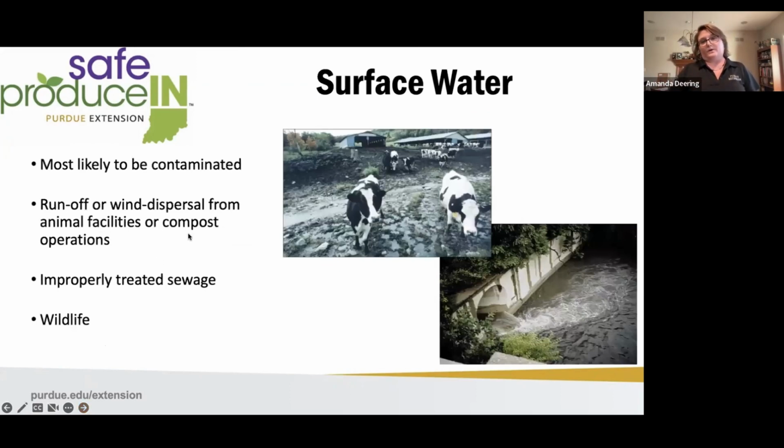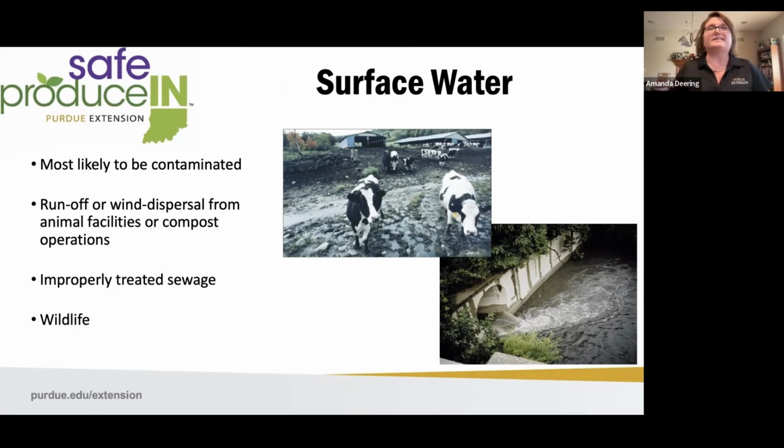And then we have surface water. A lot of people do use surface water for irrigation purposes, and you totally can. There's nothing saying you can't, but it is the most likely to be contaminated, just because we have no control over what's walking through it, what's swimming in it, what's flying over it, right? So we're just at the mercy of whatever that water quality happens to be that day. And it's probably going to change daily.